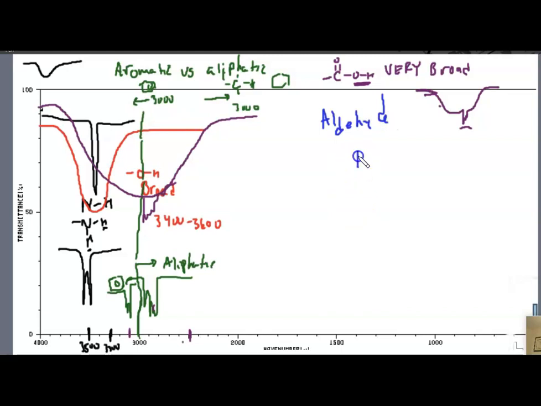Aldehydes are very characteristic, and specifically we're talking about the hydrogen on an aldehyde. We're talking about this hydrogen right here. That hydrogen is very characteristic. It shows up just to the right of the aliphatics. In fact, sometimes it's attached right directly on the aliphatics.